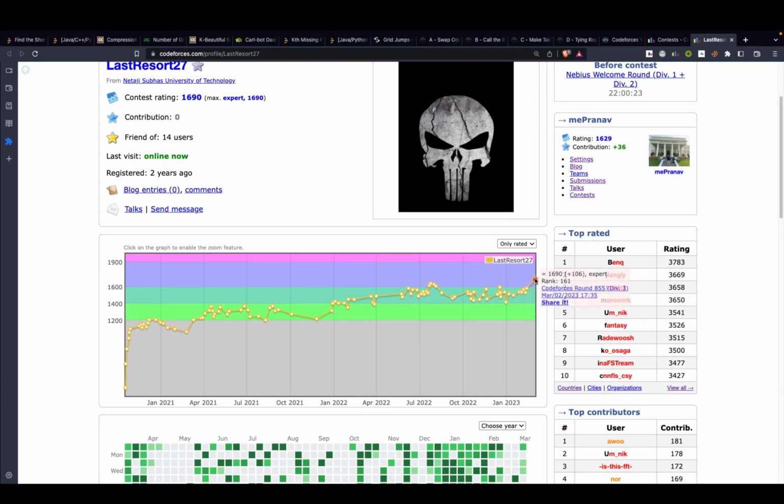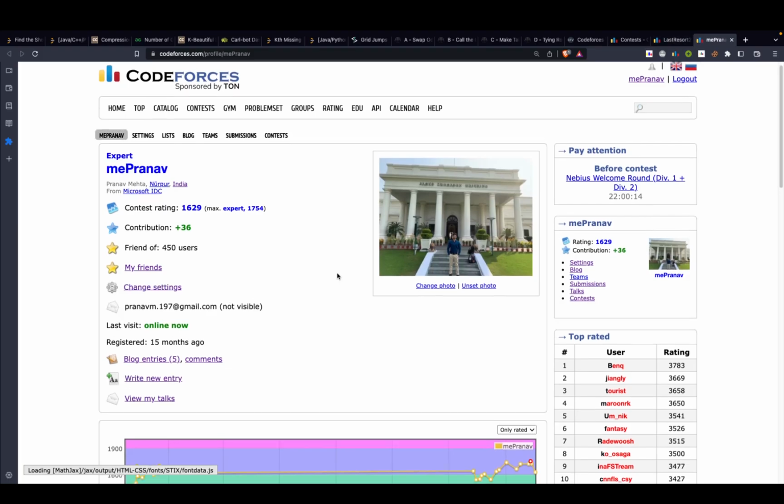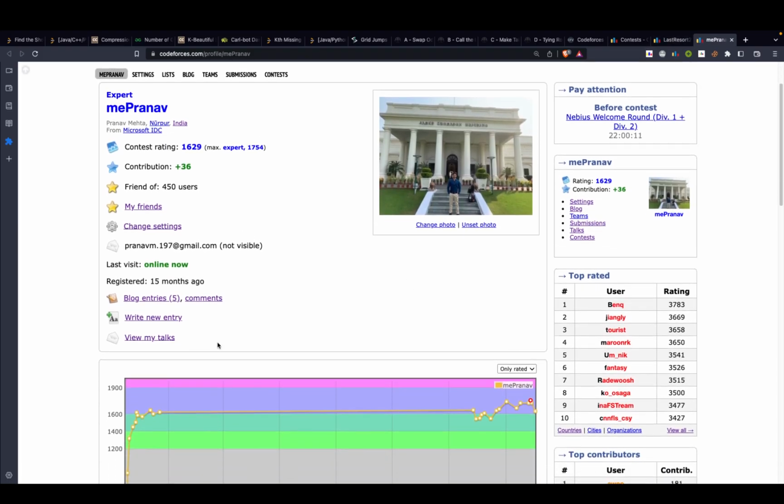So one obvious thing is that since you are having a good rating right now, you might think that you will not be giving contests for a while and you want to stay at this particular rating. But that's gonna be counterproductive. Let me show you my graph as well. So see, this thing is gonna be here.